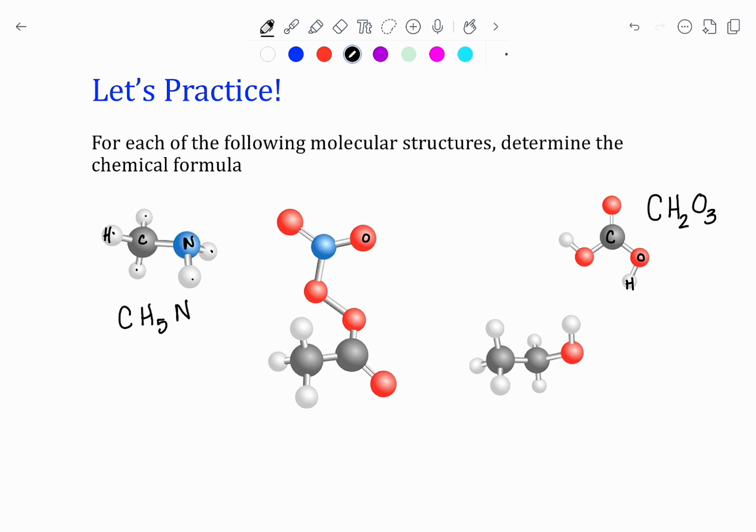Okay, so I've done 2 examples for you. I want you to try some on your own. So write the formulas for these 2 other compounds, where blue is nitrogen, red is oxygen, black is carbon, and white is hydrogen. So try writing those formulas using our rules.